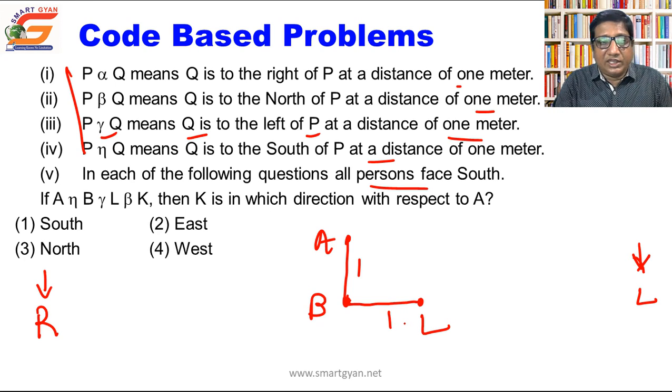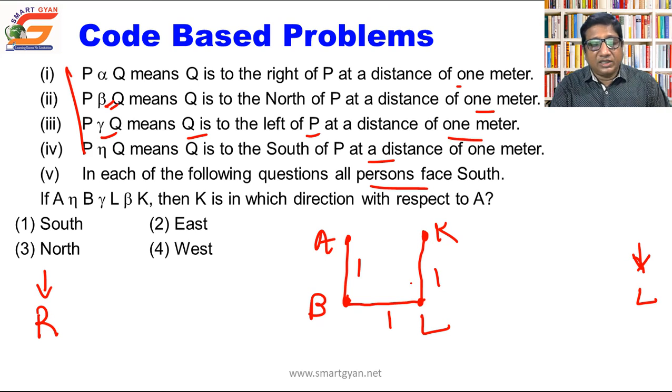Then given L beta K, where is beta? Beta is here. Then K is to the north of L, distance of 1 meter. Here is K and this distance is 1 meter. Then the question is, K is in which direction with respect to A? K is here and here is A.